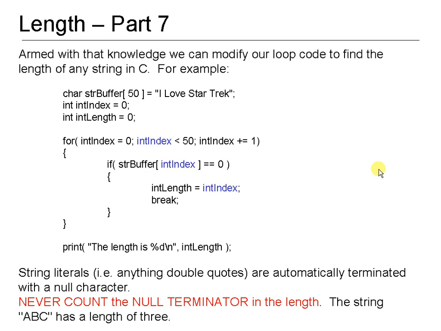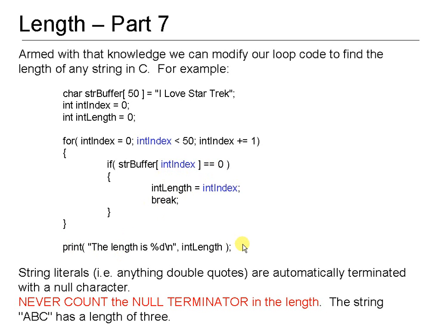So for example, we have char str_buffer[50] equals "I love Star Trek", and we declare int index and length, and then we loop up to 50, and we say if the character at location buffer sub index equals 0, so it's comparing ASCII values. If that is 0, then the length is equal to index, and we can break. And so then we can go ahead and print that out.